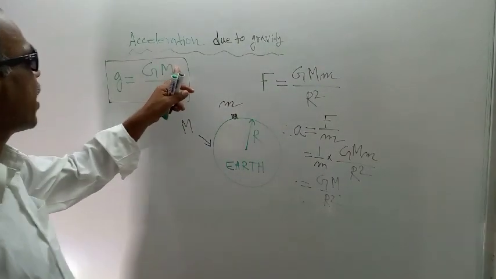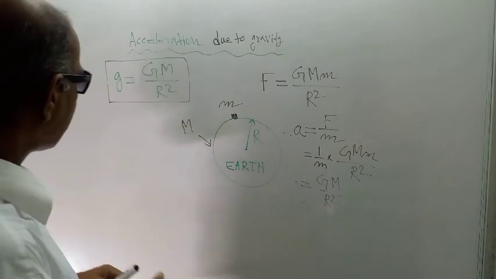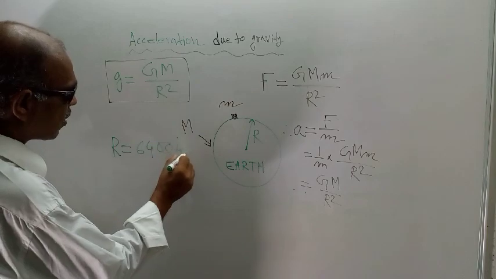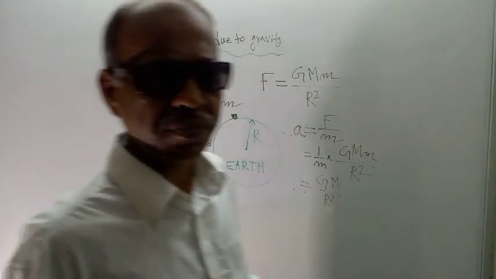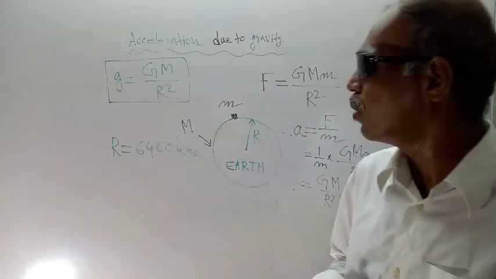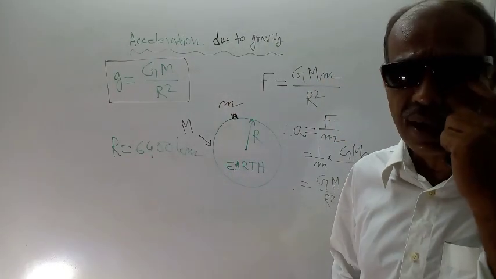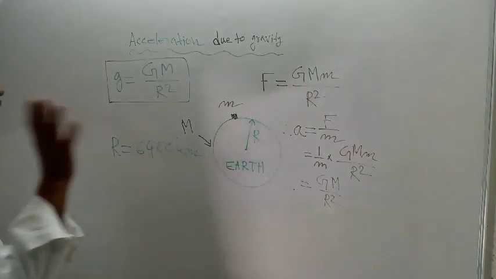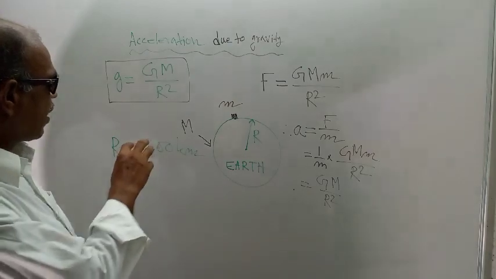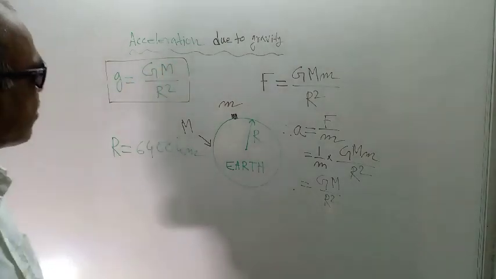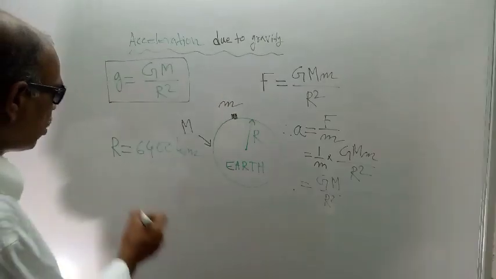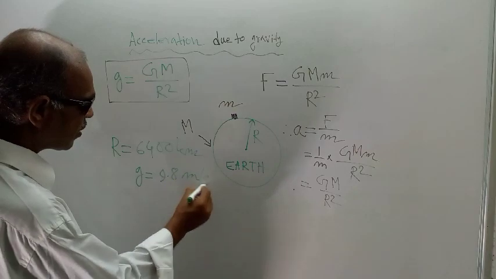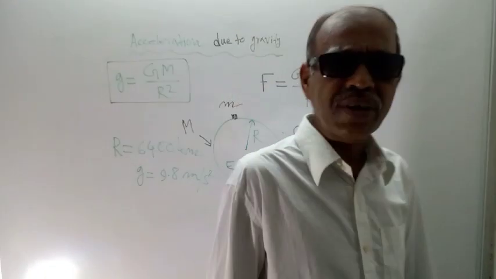If you put the values of M and R for Earth, the radius is almost 6,400 kilometers. In some books, you will also get 6,375 kilometers. Anyway, it is 6,400 kilometers on an average. If you put this value and the mass of the Earth itself, you will get g almost equal to 9.8, and the unit is meter per second square. 9.8 meter per second square.